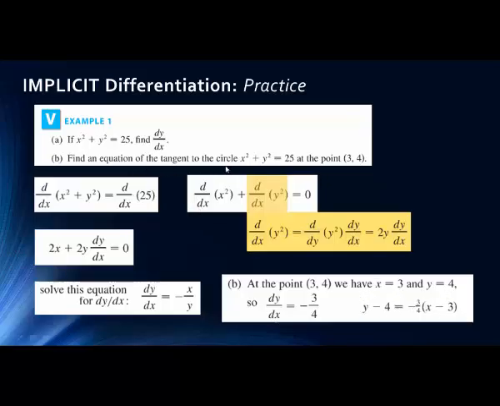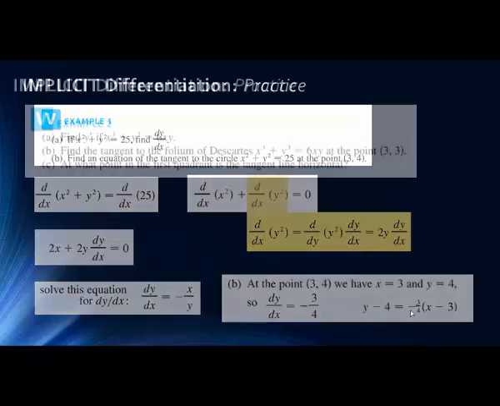So finding the equation of the tangent line is pretty simple. Once we've found the derivative, we plug in the values of the point and then just plug it into the simple point-slope formula.